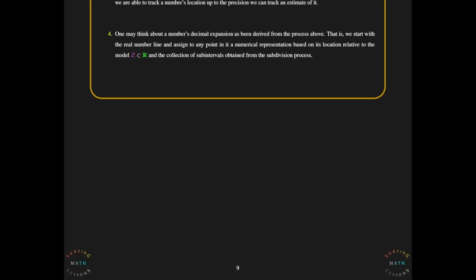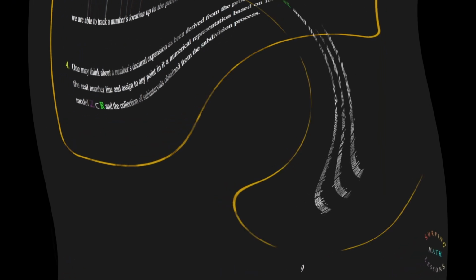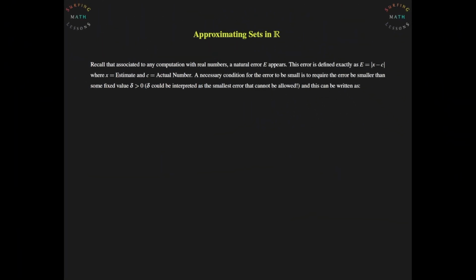And lastly, we may think about a number's decimal expansion as being derived from the process above. That is, if we start with the real line, we may assign to any point in it a numerical representation based on its location. This is done relative to the copy of the integers and collection of subintervals obtained from the subdivision process. With these two different points of view at our disposal, we are ready to start a discussion on the ideas behind the concept of limits.